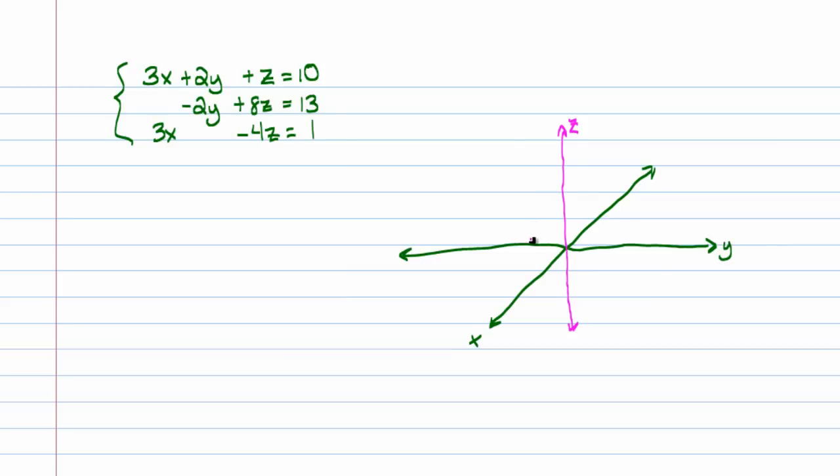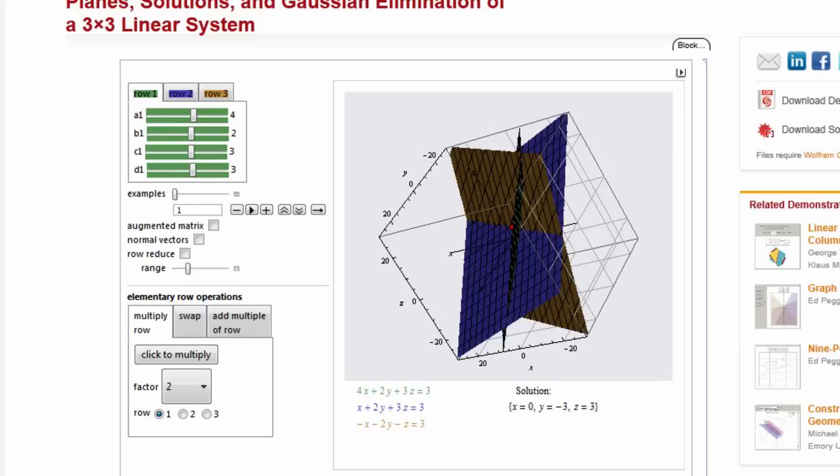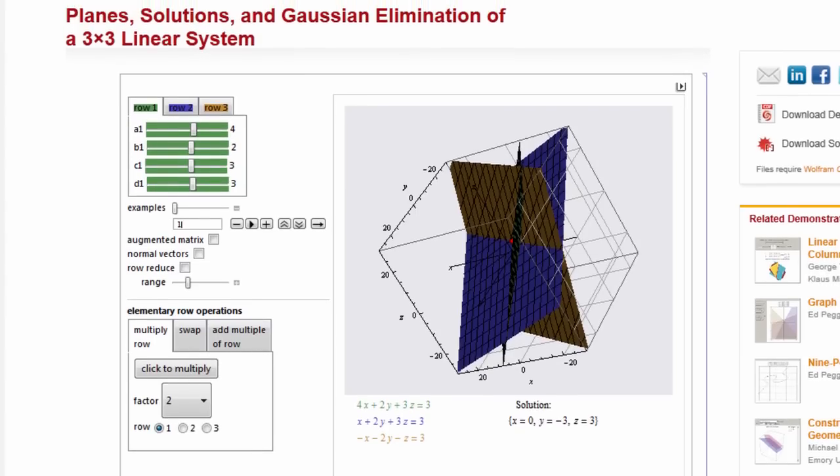The best way to understand this is to just look at a computer-generated three-dimensional graph. Where I'm at right now is I went to Wolfram Demonstrations. I just Googled Wolfram Demonstrations, and then I typed in this title, Planes, Solutions, and Gaussian Elimination of a 3 by 3 Linear System. Essentially, it's just giving me an example of what three equations and three unknowns looks like.